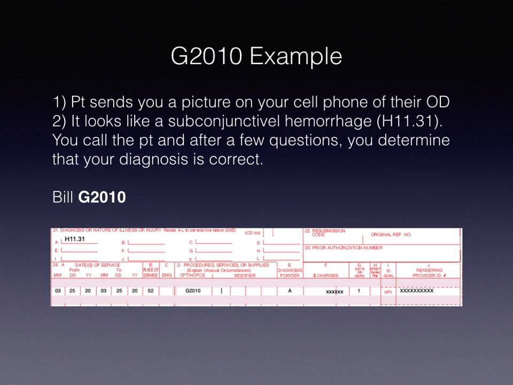Let's move to the example of a G2010. Patient sends you a picture on your cell phone through email or text. So now we're dealing with an asynchronous communication method. You look at the picture, it looks like the patient has a subconjunctival hemorrhage. You call the patient back, and after a few questions, you determine that that is correct. So what you would do is bill H11.31 as the diagnosis. Here's your CPT, G2010. Ignore the slash mark that's in the modifiers. That's just an artifact. And the diagnosis pointer goes back to A.